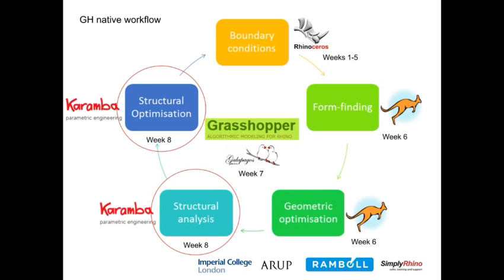But essentially the reason why parametric engineering is useful is because we can close that loop. You can go through setting up a geometry, form finding if you need to, doing the analysis, the optimization, and then looping through that.